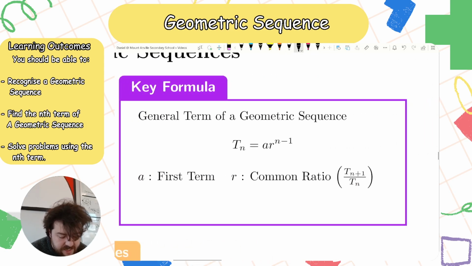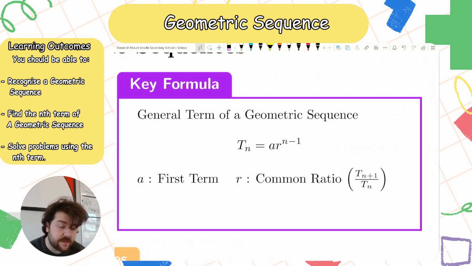So this is the general formula for a geometric sequence. This is the nth term. Tn is equal to a r to the power of n minus 1, where a is the first term and r is the common ratio.